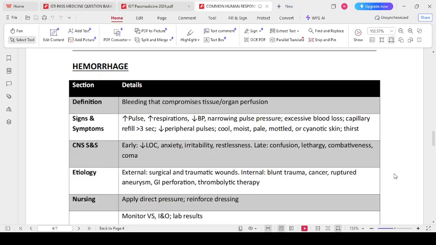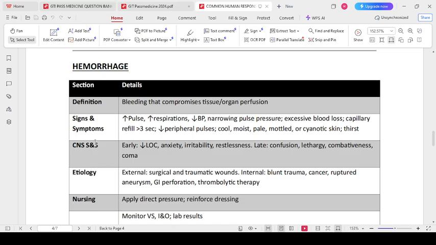Now, hemorrhage. Bleeding that compromises tissue or organ perfusion. It can result in increased pulse, increased respiration, low blood pressure, narrowing pulse pressure, excessive blood loss, capillary refill more than 3 seconds, decreased peripheral pulses, cold, moist, pale, mottled, and cyanotic skin, and increased thirst.